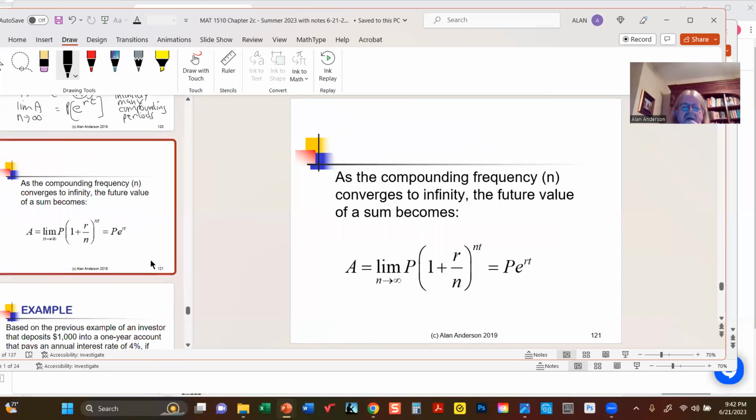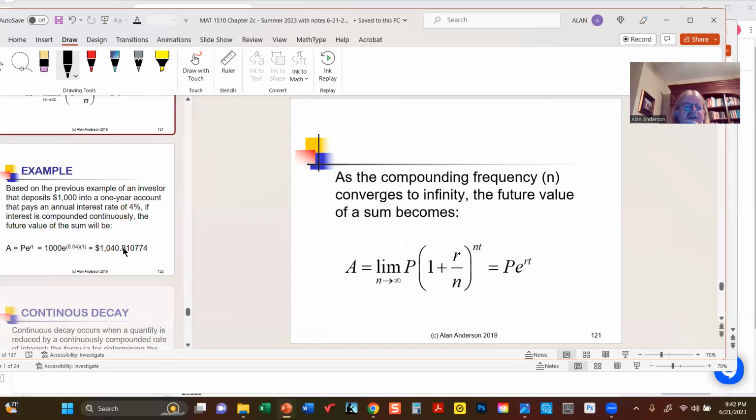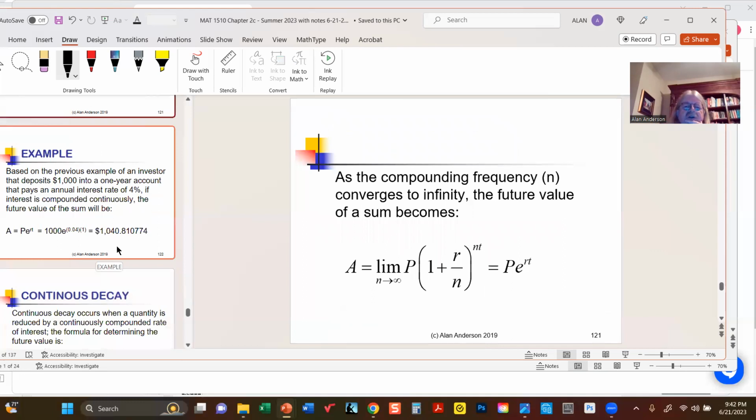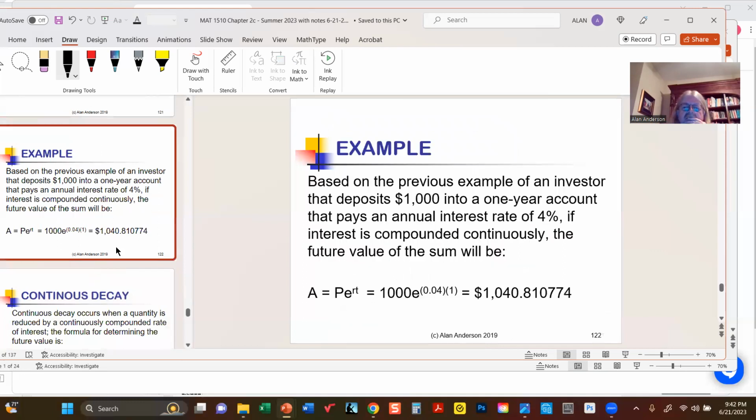Okay, so imagine that we had a situation where an investor puts $1,000 in a 1-year account that pays an interest rate of 4% per year, but the rate is compounded continuously, rather. And so this is the final result. So you can see here that the future value is $1,040.81 and some change.